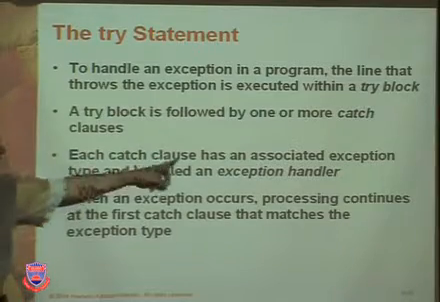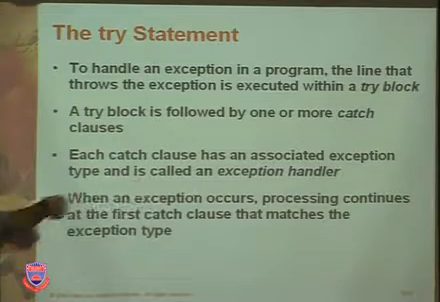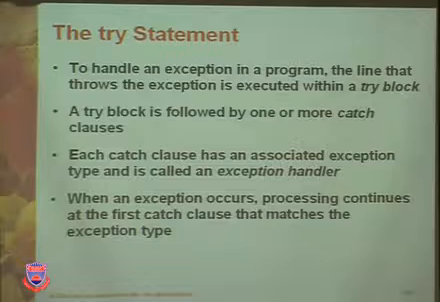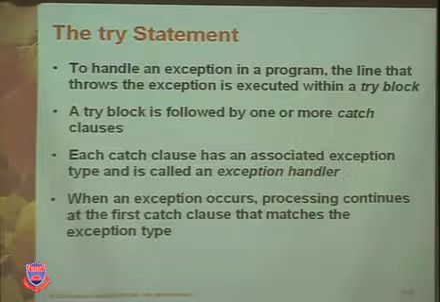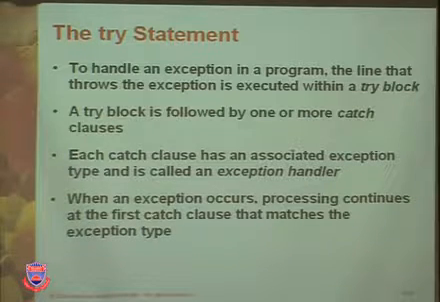Each catch clause has an associated exception type and is called an exception handler. So let's say there could be more than one exception. One could be, for example, array index out of bounds exception, right? If you remember, we have seen that if you try to access an array element that doesn't exist, you'll get an array index out of bounds exception. Or you can get, let's say, an arithmetic exception like this one. So you can have separate catch statements to catch these exceptions individually and perform specific things on those.